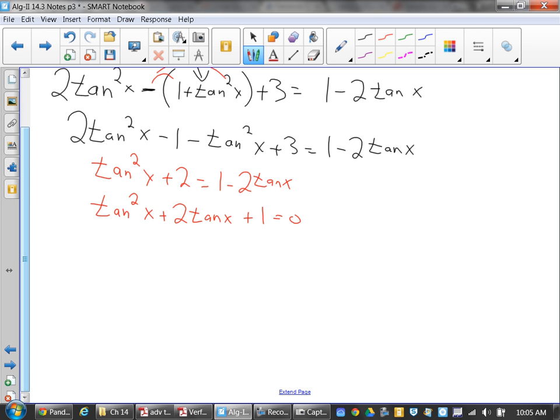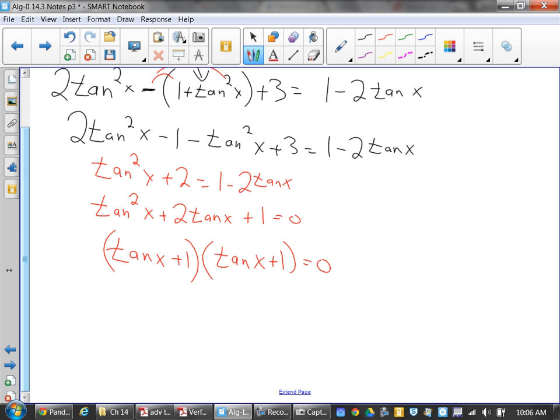Can I use U substitution right here? Do I really need to, you think? No. Think about what's being asked here. What times what is 1, and you add together to get 2? 1 and 1. So you get tangent x plus 1 times tangent x plus 1.